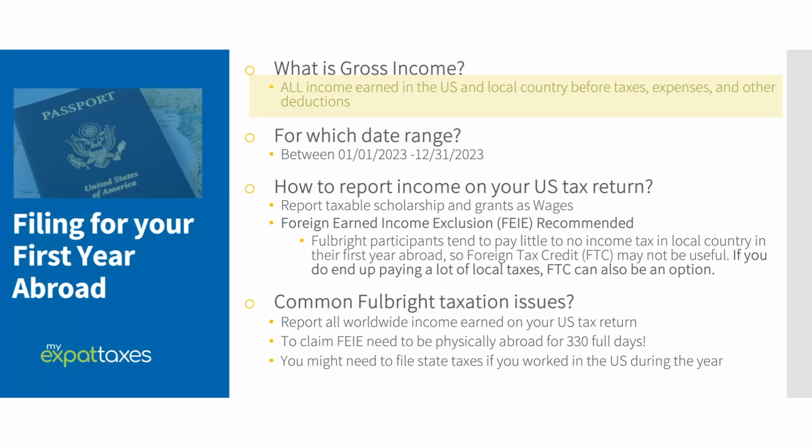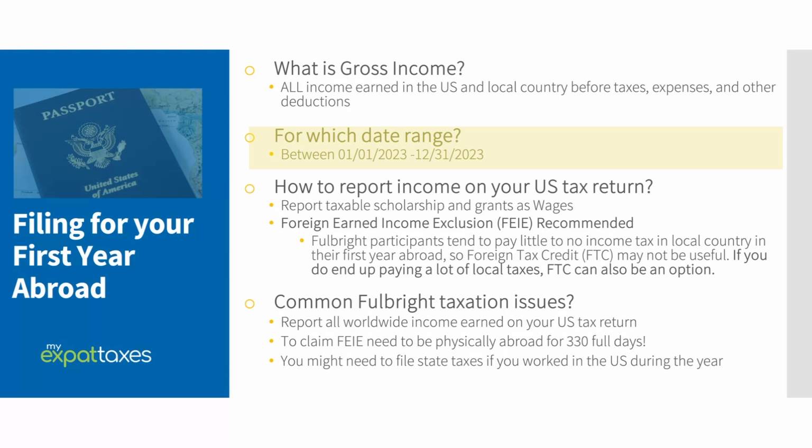And what is income? Income is the gross amount before any taxes, deduction, and expenses. Those might be taken into consideration later, but the starting number you always have to look at is the gross income before any deductions. For which period? The US tax year is the calendar year, so the period between January 1st and December 31st.